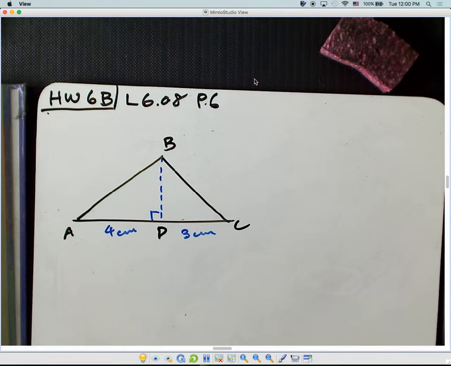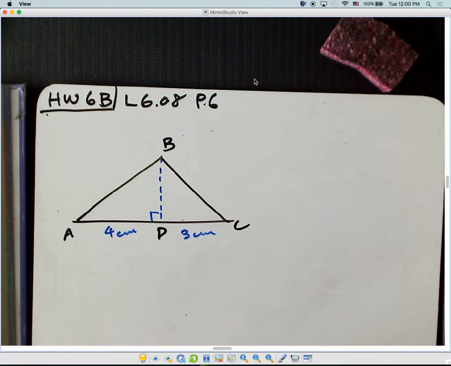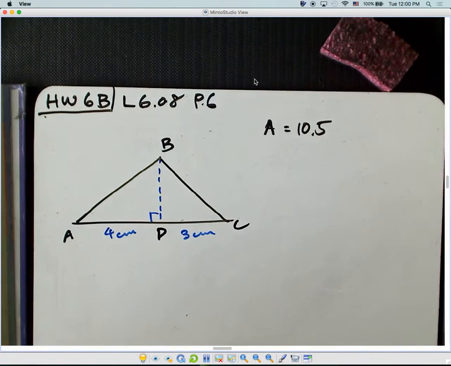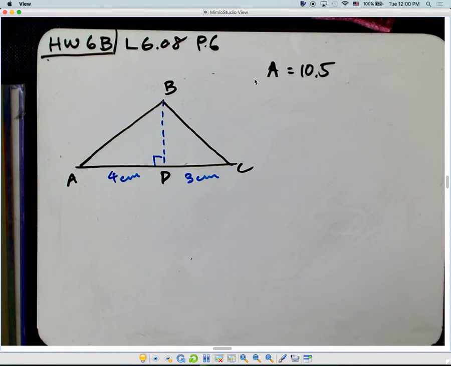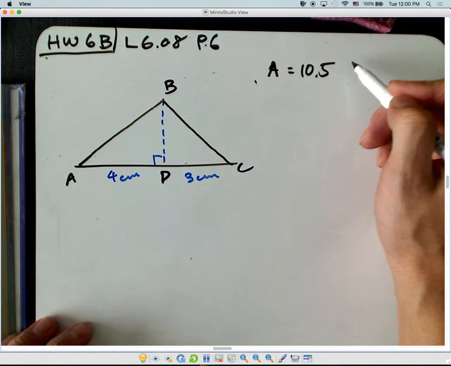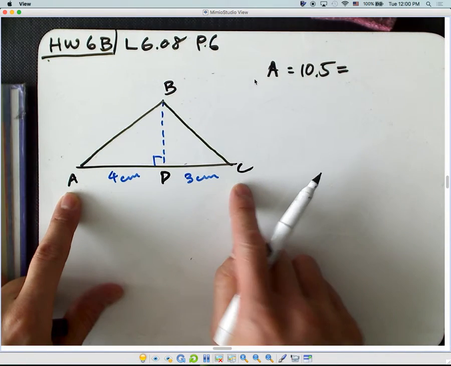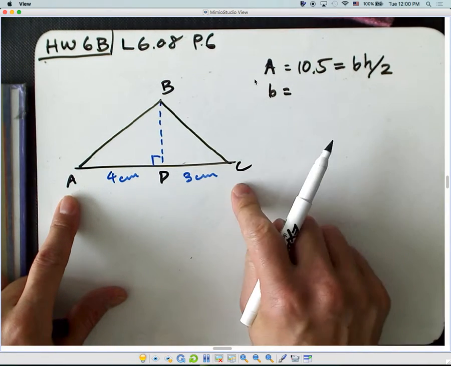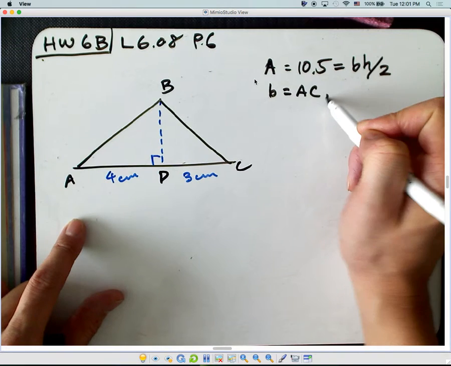So the area of this is exactly 10.5. So area of this triangle is 10.5. And AD is 4 and DC is 3, and we're going to need to find the missing side lengths and the angle measures. So we definitely have to use the trigs. Well, we can easily find BD because we know this area of 10.5 can be found out by base times height divided by 2. In this case, base is AC, right? And then we have height, right?